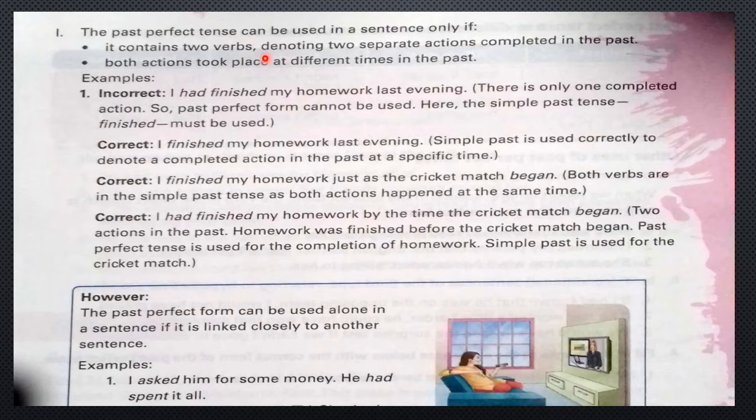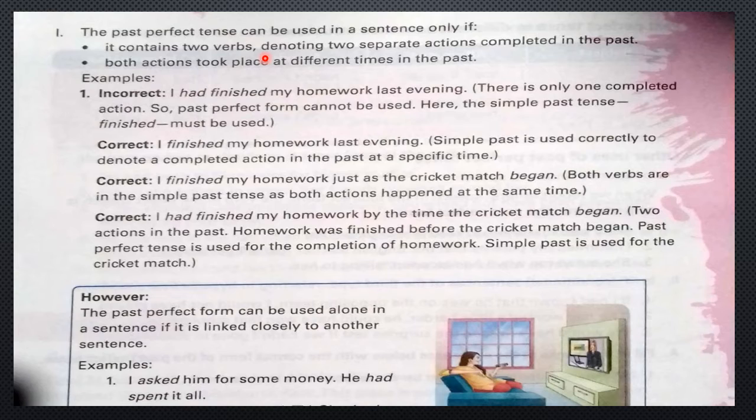So examples, incorrect one is told, I had finished my homework last evening. So it is incorrect. There is only one completed action, so past perfect form cannot be used. Here the simple past tense finished must be used. So the correct one, I finished my homework last evening. So you understood maybe. Next one is given, I finished my homework just as the cricket match began.